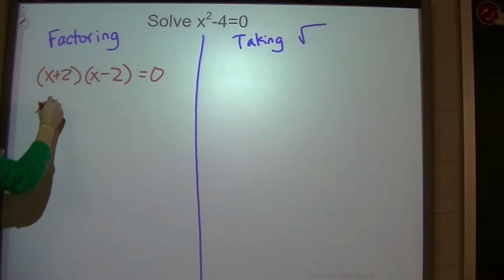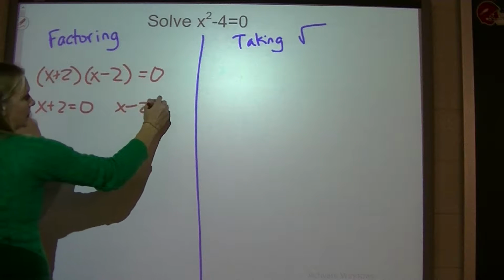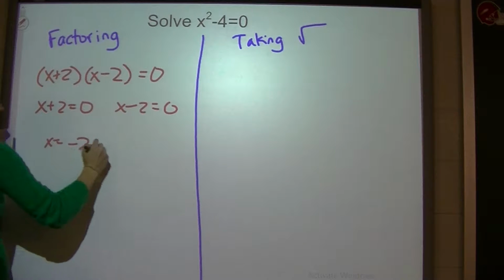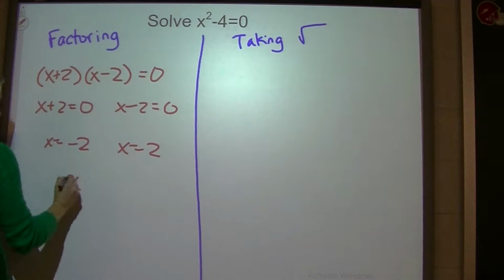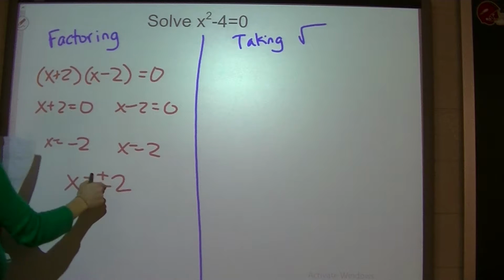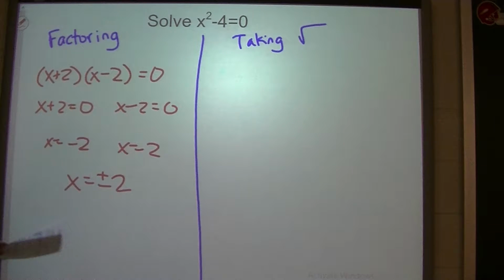So to solve, set each factor equal to 0. And we get x equals negative 2 and x equals 2. So x equals positive and negative 2. That's what this plus or minus represents.